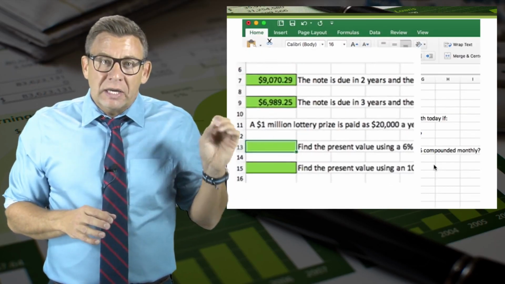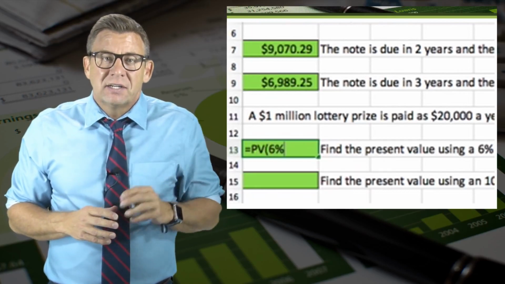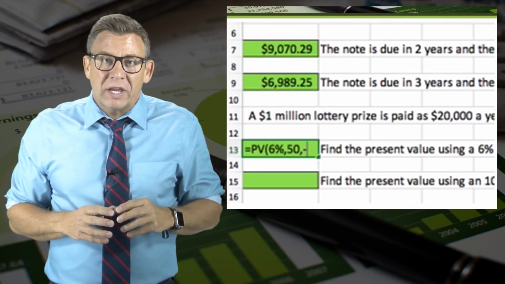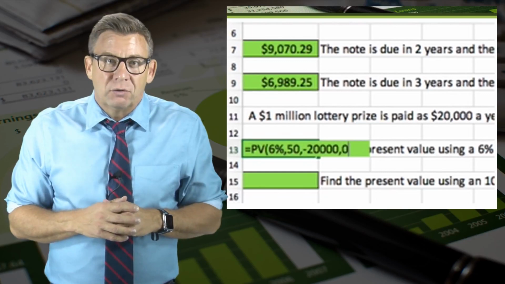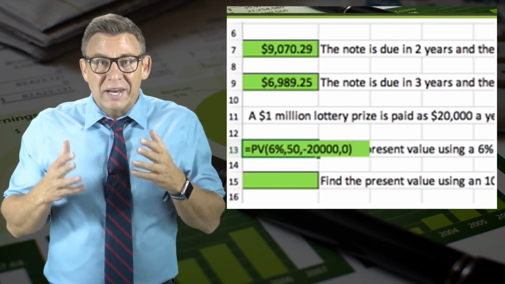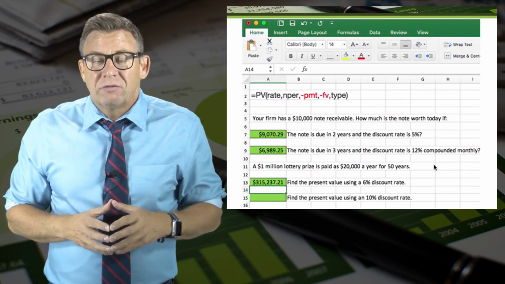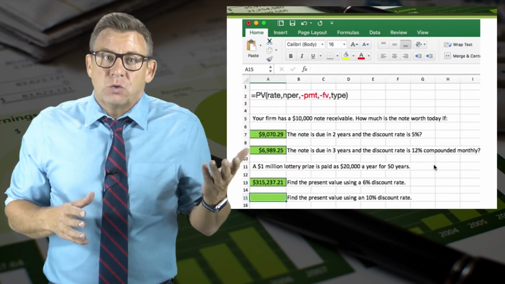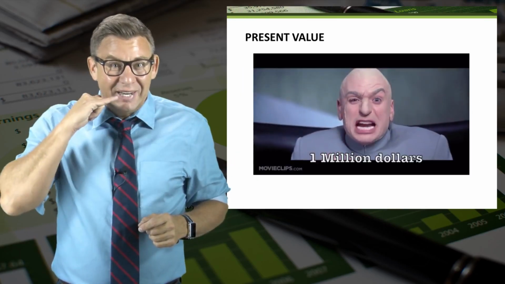I enter equals PV, open parentheses, 6%, comma, 50, comma, minus 20,000, comma, and 0 for future value, since there was no initial one-time amount. This results in a present value of $315,237.21. And that is a lot less than $1 million.